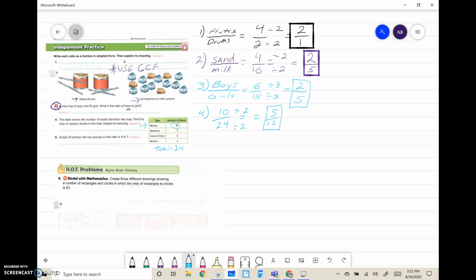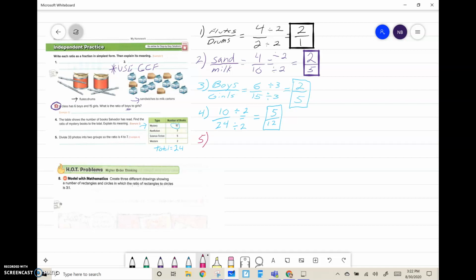for number 4. Now, number 5, we're looking at dividing 33 photos into 2 groups. So the ratio is 4 to 7. So with that being said, what we're going to need to do is look at our ratio of 4 to 7. So we're going to have, let me switch colors here.